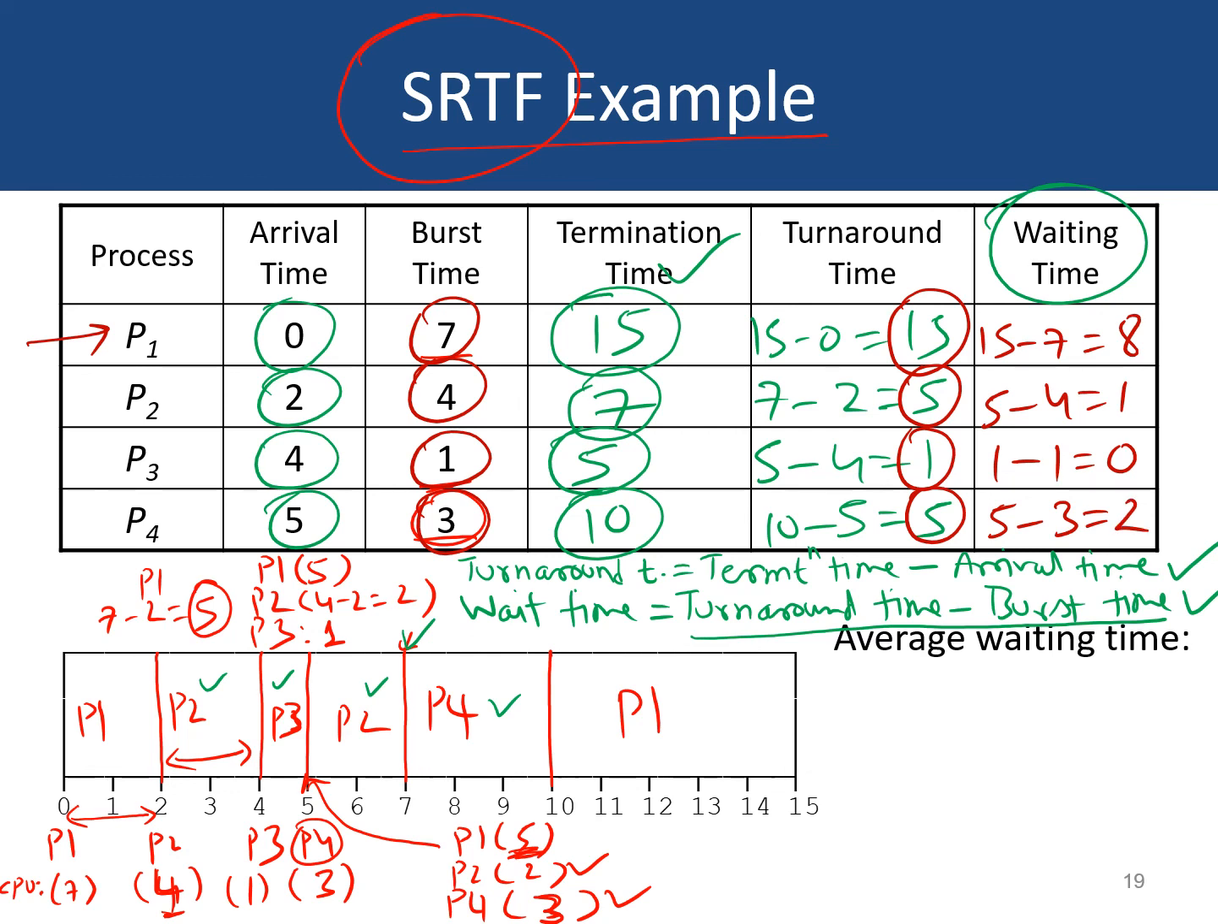So based on this waiting time column, let's compute the average waiting time. For these four processes, it would be 8 plus 1 plus 0 plus 2 divided by 4, which is 2.75.